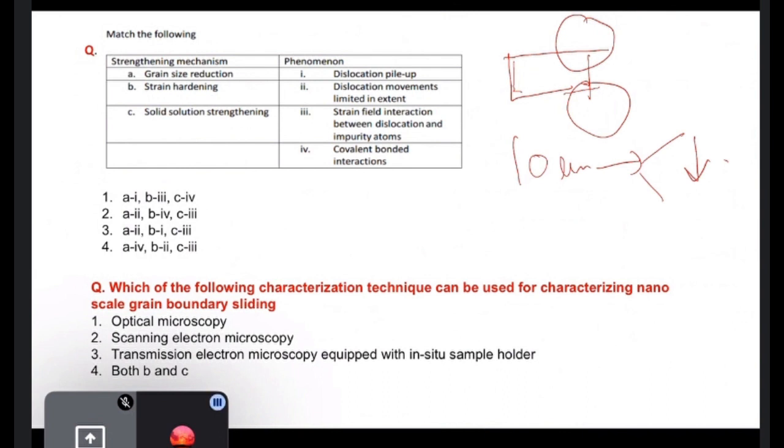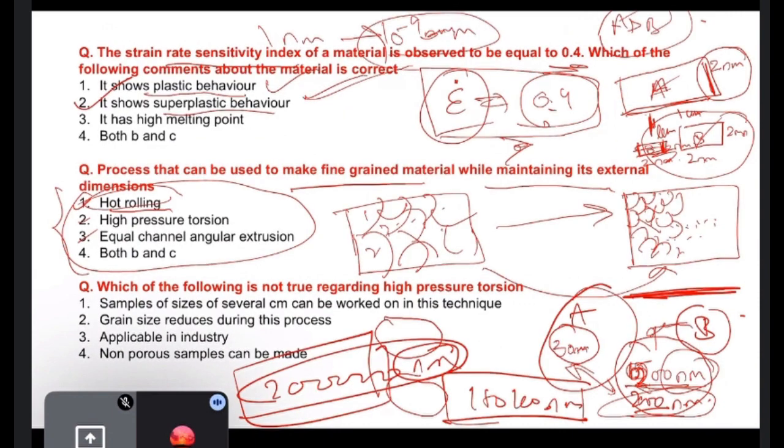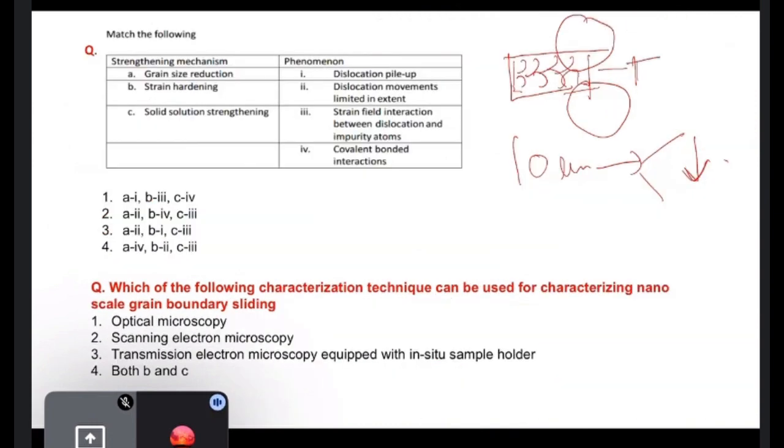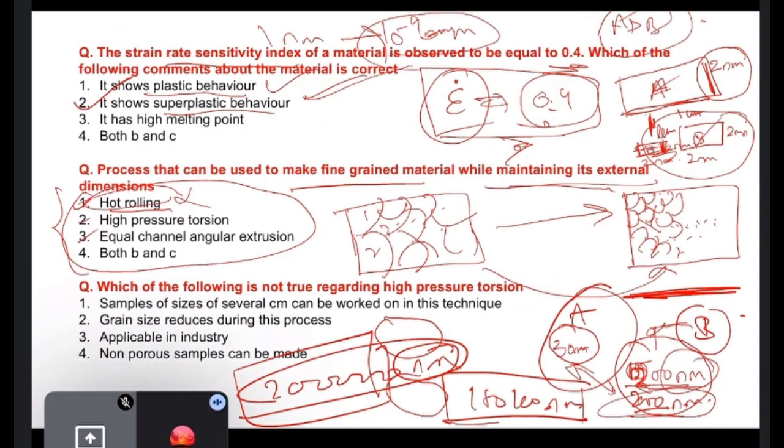So when the thickness is reducing, the grain size, which earlier was very large, now reduces. So when the grain size reduces and thickness also reduces, both things are happening. Thickness is a part of dimension, so at least in the hot rolling technique the external dimension is not maintained. Got it? Yes, ma'am. So this option is incorrect.